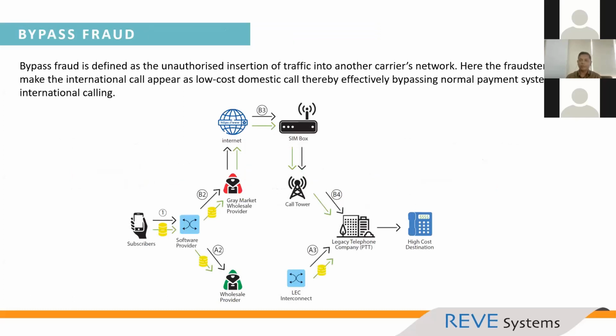Then the bypass fraud. This is happening through the SIM box. That is, the international call becomes a domestic call. That is, when the international call is landing in the network, it is sent to the SIM box, and the SIM box is generating the call from its domestic SIMs. So what happens? The international call becomes a domestic call. This is the way of bypassing the international calling charge.